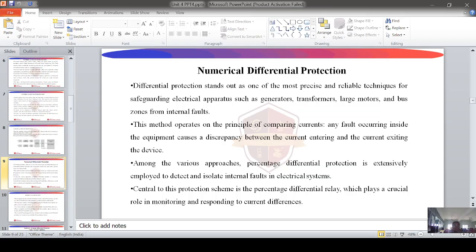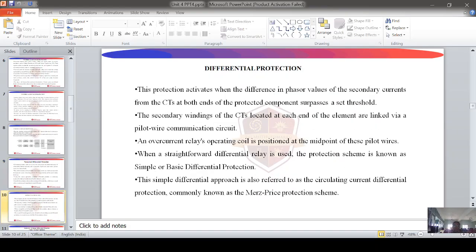Numerical differential protection compares incoming and outgoing currents and is used to protect transformers, generators, and motors. The basic concept of differential protection: it works on the difference in current. If the difference exceeds the limit, the fault is detected. This simple differential approach is also referred to as circulating current differential protection, commonly known as the Merz-Price protection scheme.